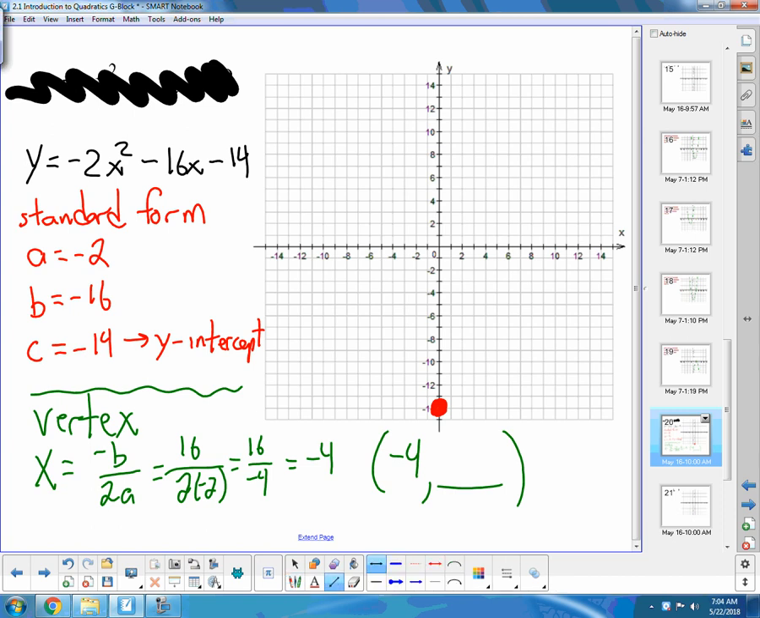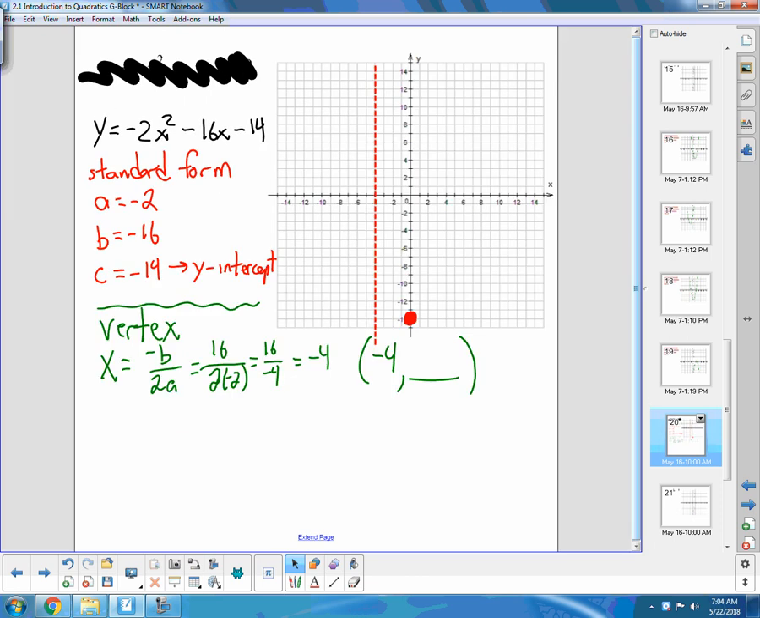That tells me that somewhere along negative 4, somewhere along that axis of symmetry that we talked about, the mirror, our vertex is going to be there. We don't know how high or low. And I think this was Colin's question in class yesterday. How far up or down do we know? Where do we know to put this? The question isn't that we know where to put it. We have to figure out where to put it.